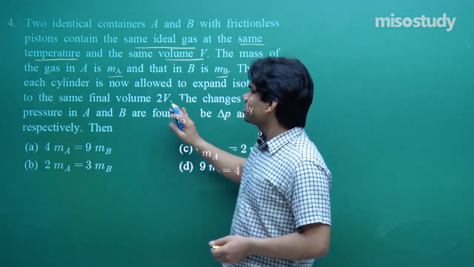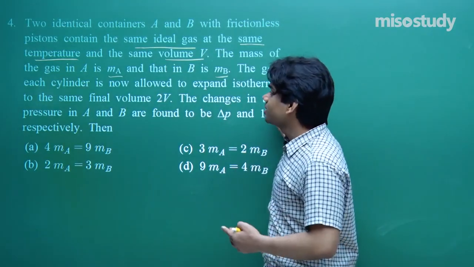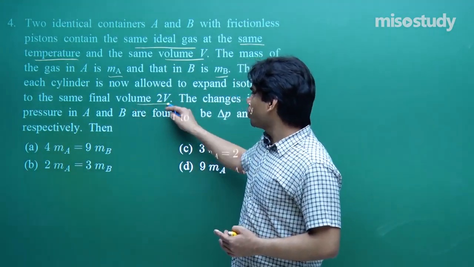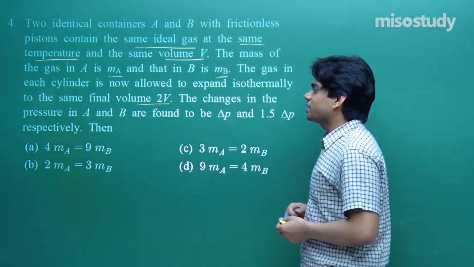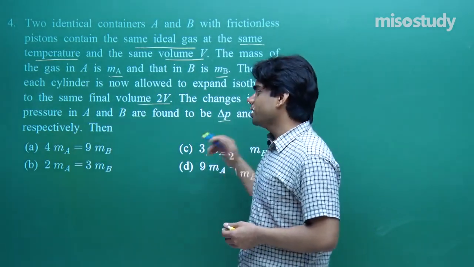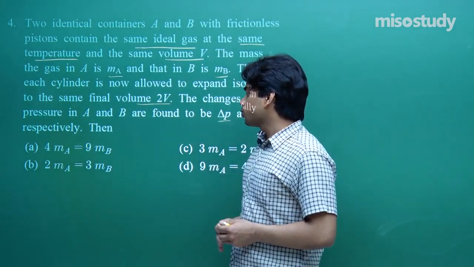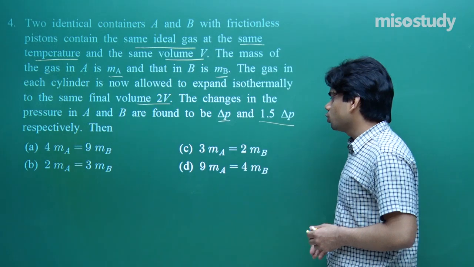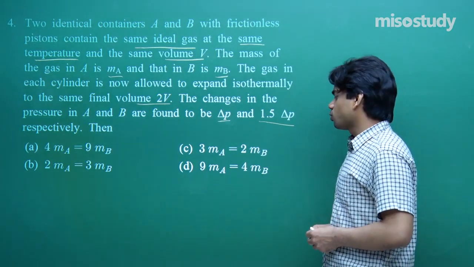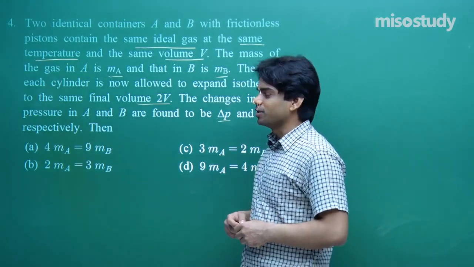The gas in each cylinder is now allowed to expand isothermally, temperature remaining constant, to the same final volume 2V. The change in the pressure in A and B are found to be delta P and 1.5 delta P respectively. Then A, 4 MA equals 9 MB. B, 2 MA equals 3 MB. C, 3 MA equals 2 MB. And D, 9 MA equals 4 MB. So we have to compare the mass of gas in A and mass of gas in B.